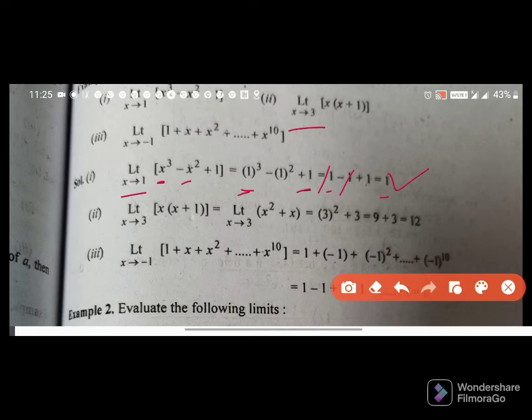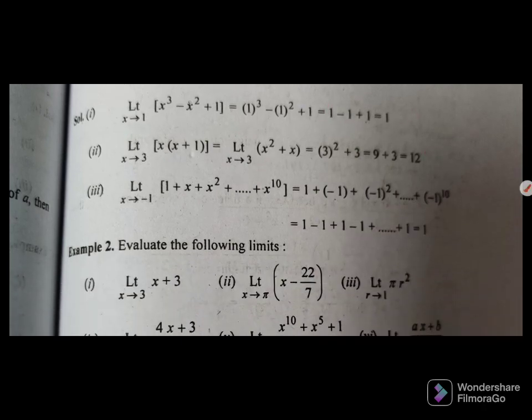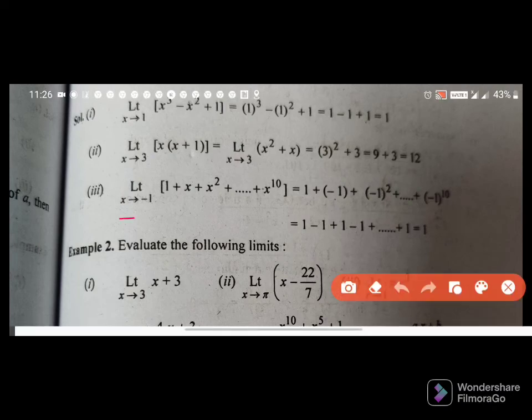Next, third part, limit x tends to minus 1, 1 plus x square plus and so on plus x raised to the power 10. Now put x equal to minus 1, 1 plus minus 1 square plus and so on plus minus 1 raised to the power 10. That is 1 minus 1 plus 1 minus 1, alternating signs. All the 1s cancel, only 1 is left, that is the answer, 1.